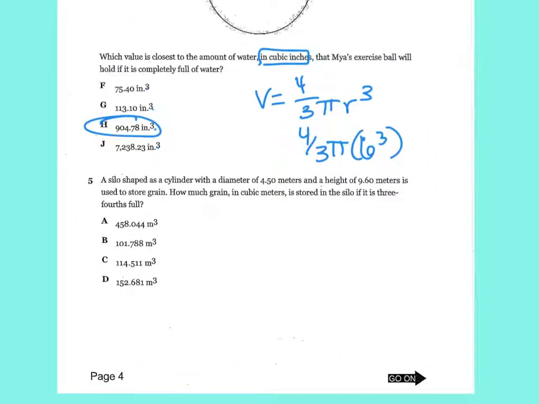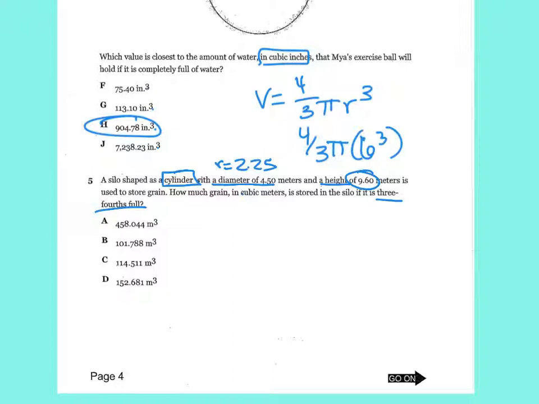Number 5, a silo shaped as a cylinder with a diameter of 4.5, so cut that in half, 2.25 for radius, and a height of 9.6 meters is used to store grain. How much grain in cubic meters is stored if the silo is 3/4 full?